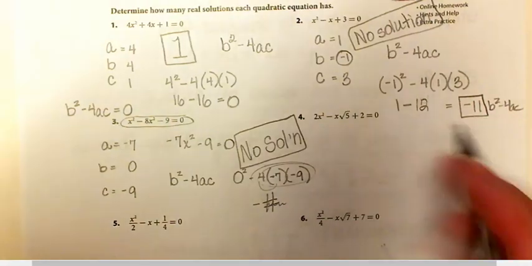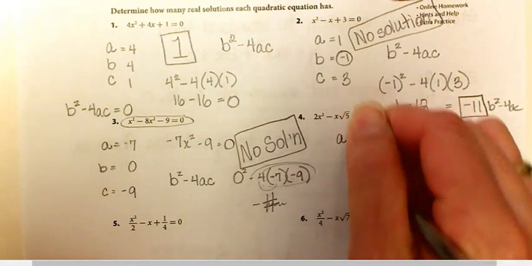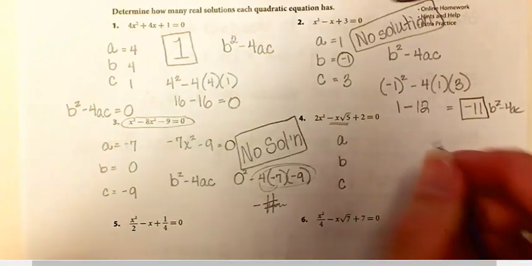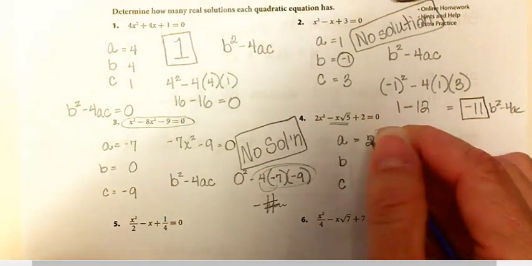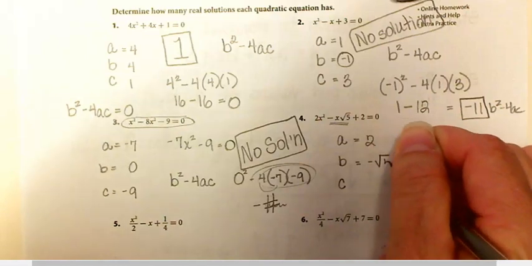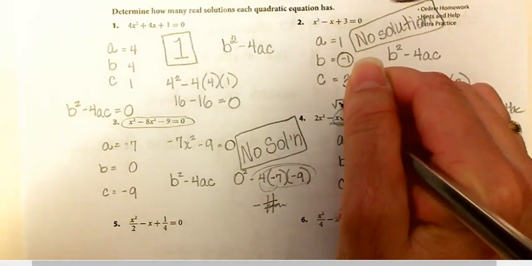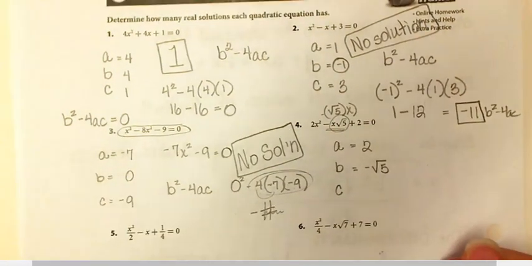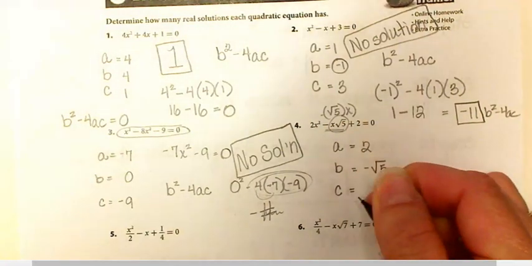All right. Next, we have A, B, and C. Don't let this frighten you. So A is 2. B is the negative square root of 5, because all I'm doing is I'm switching these. And then C is 2.